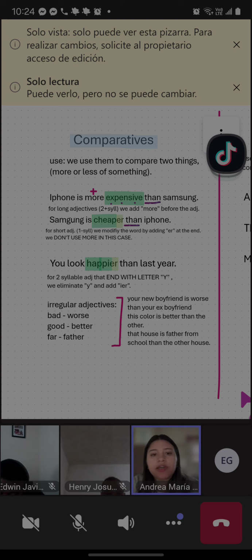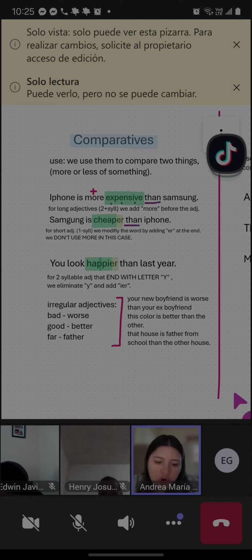I want you to look at the screen, guys. I am not going to explain again. This is the last time that I explain. So if you're not paying attention, you will have to do your own research. Okay? So one more time. The first thing that you need to remember is that we always use the for superlatives, not for comparatives, only for superlatives. Okay?